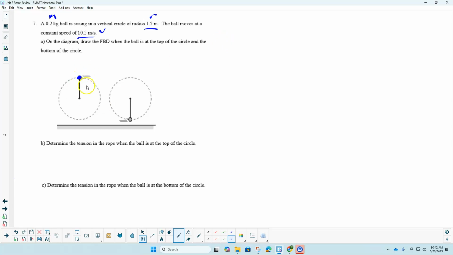At the top point, we have forces acting: gravity, which is always pulling down, and there's a tension that's also pulling down. In the second free body diagram, the tension is pulling up, and gravity is going against that, the opposite way. So those are our free body diagrams for at the top and at the bottom.